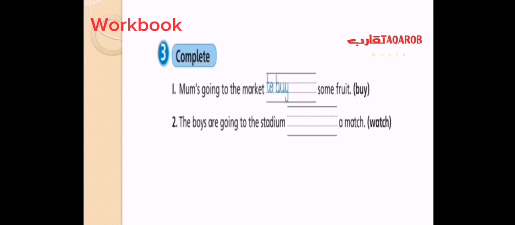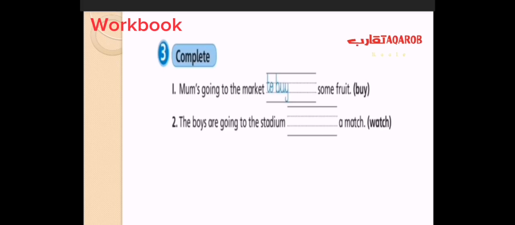Now in exercise number 3, complete each sentence using the verbs between brackets. I will read the first sentence. Mom is going to the market to buy some fruit. Now I will ask you a question. Why is mom going to the market? Yes, the answer: to buy some fruit.